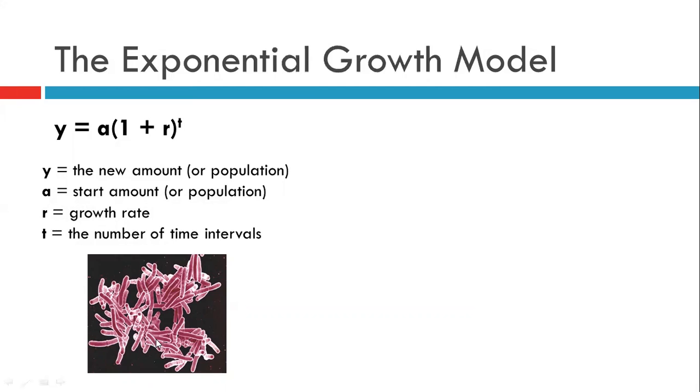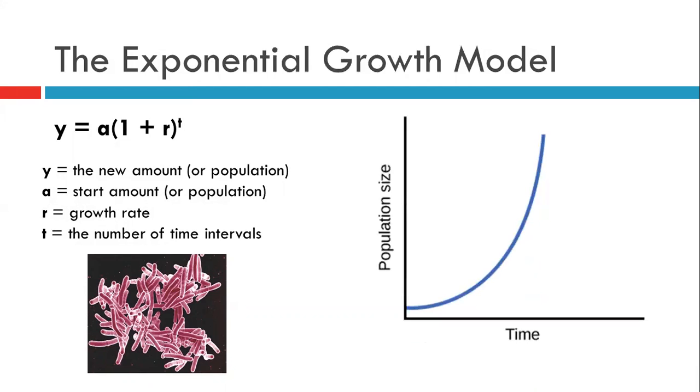Bacteria often follow the model of exponential growth as they multiply. When you graph exponential growth, you tend to get a curve that looks something like this. As you can see, it's curving sharply upward. As time passes, the population size is increasing dramatically.